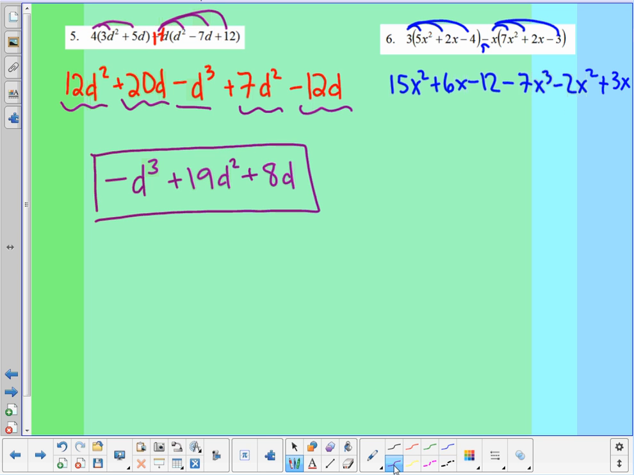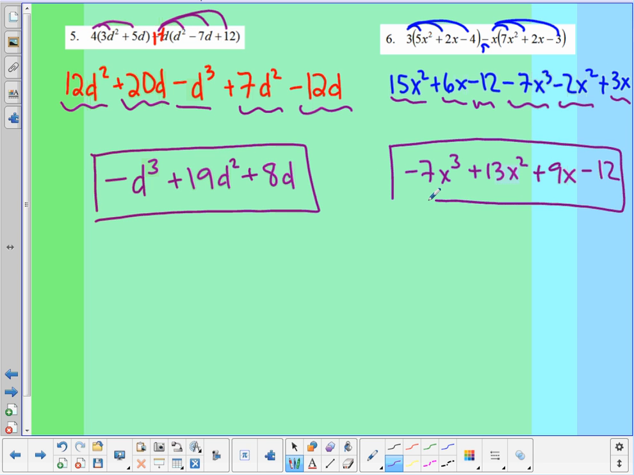So now let's go back and combine our like terms. I look for the largest power. I see a negative 7x to the third. I'm going to write that out front. Then I look for my squareds. There's one and there's one. 15 minus 2 is 13, so plus 13x squared. Then I look for the x terms. Here's a 6, here's a 3, so that's plus 9x. And the only thing I have left is this constant that's by itself, so minus 12 at the end. 3, 2, 1, 0. I'm in standard form. I'm good. Let's try number 7.